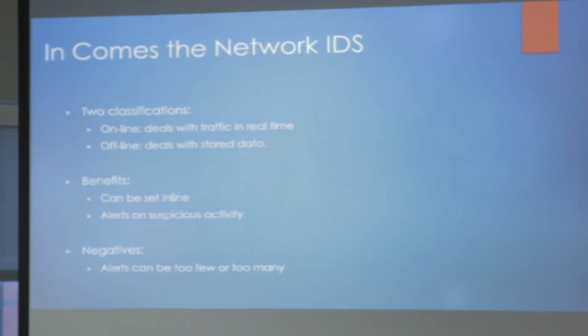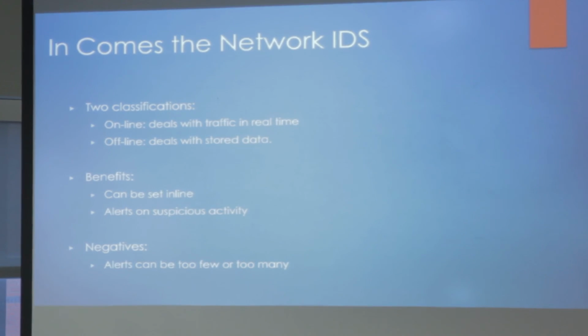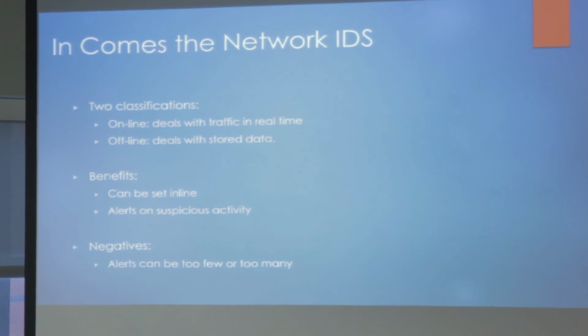The network IDS is placed at strategic points in the network and essentially performs heuristic analysis and captures traffic data based on known attack methodologies. There are two classifications. There's online, which deals with traffic in real time. Traffic is fed right into the IDS itself, and if it can't process it in time, well, you're out of luck.